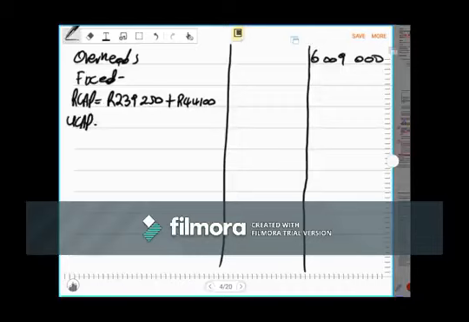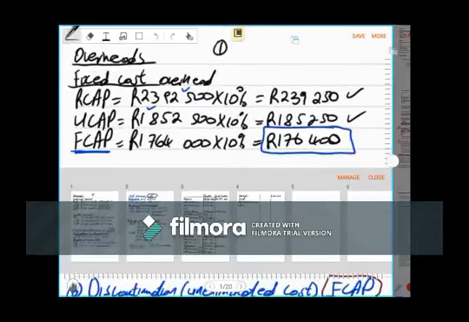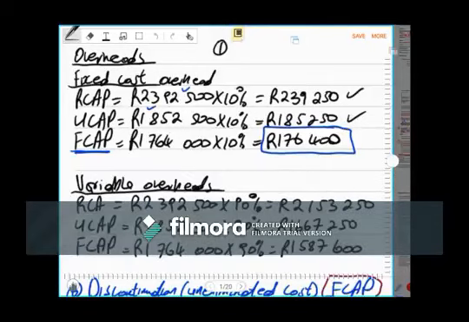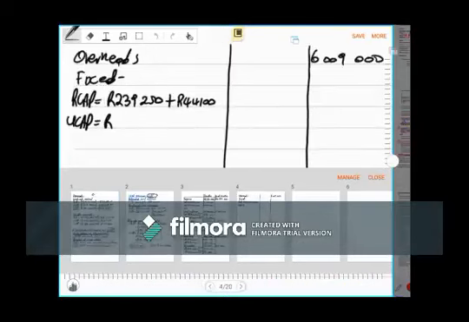For the unsweetened cappuccino, let me check how much was the 10% for the fixed overheads. 10% of that was 182,250. So 182,250 is the fixed for this product.